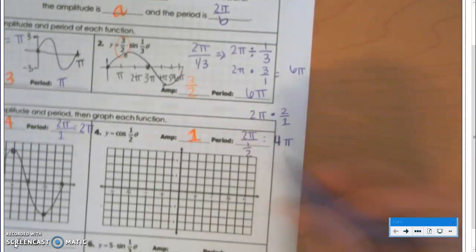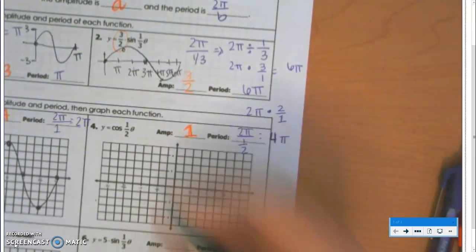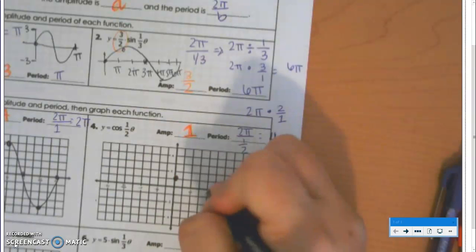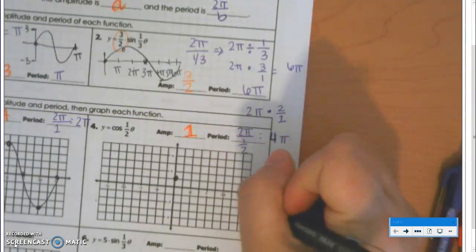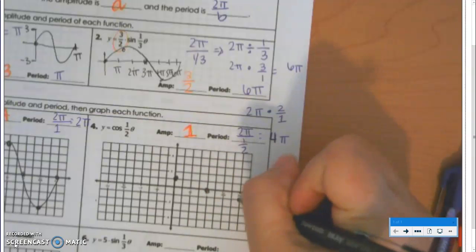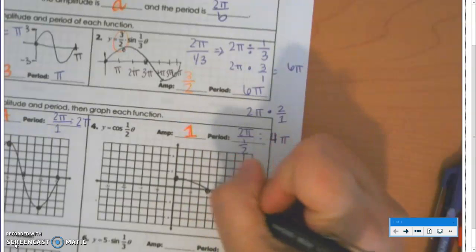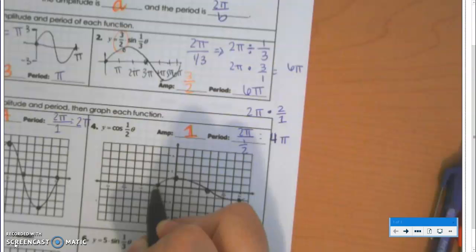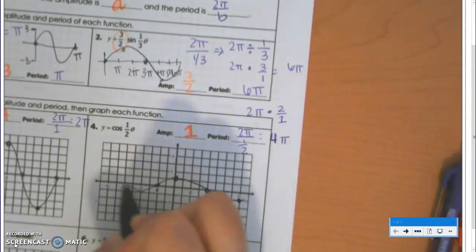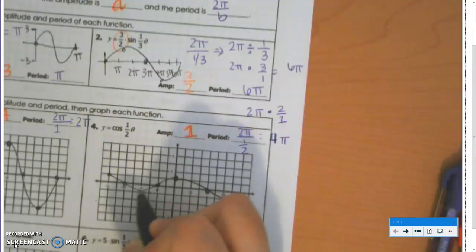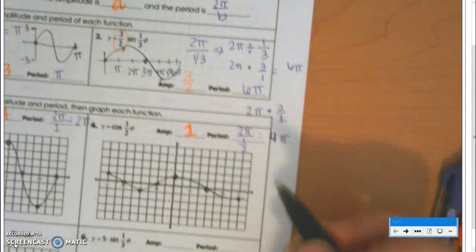Since my amplitude is 1, it starts at the top, and then middle, down to -1. That's all I'm going to be able to see. And I can backtrack it. Everything is kind of symmetric and evenly spaced.